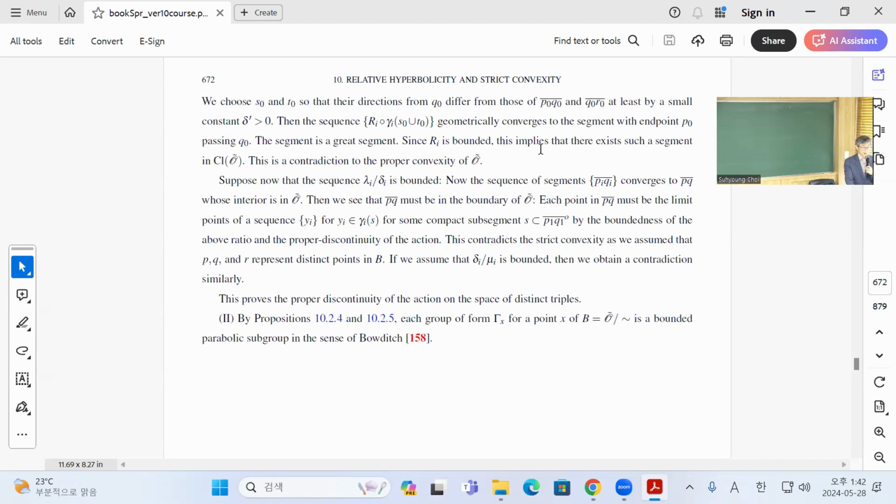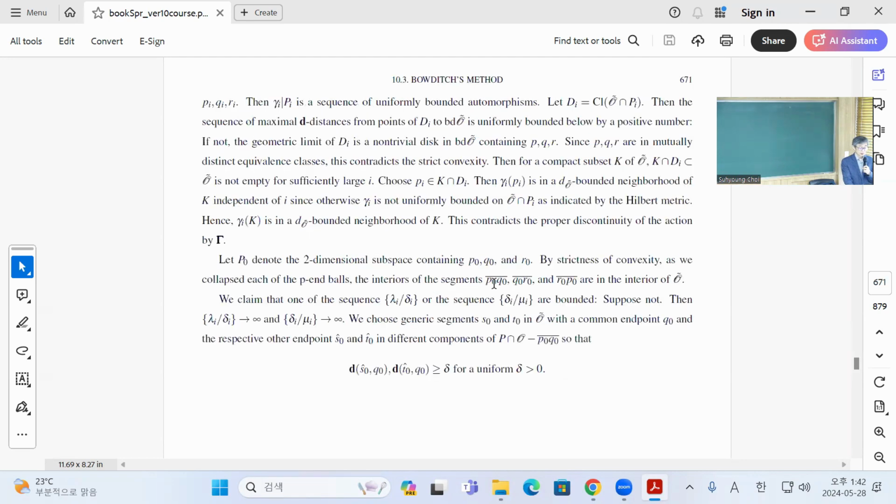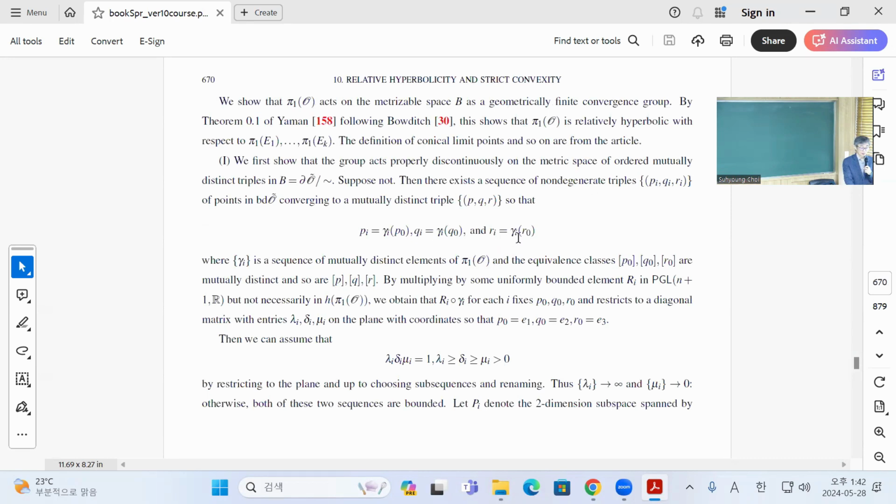destroys the proper convexity. So if these are bounded, then the sequence of segments converges to this, and then the PQ must be in the boundary here. Okay, so because there's some limiting argument, this will contradict the strict convexity. Okay, so again, this is bounded, you again get the contradiction. So this means that you cannot have these kind of sequences. So therefore, it means that it acts properly discontinuously. Okay.